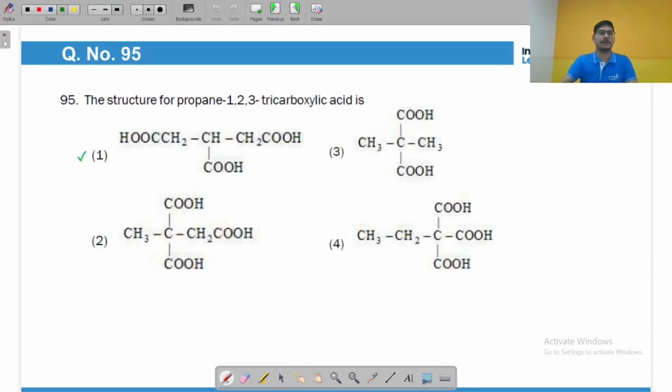The structure of propane-1,2,3-tricarboxylic acid. So remember, we use oic acid when the carbon of the carboxylic group is included in the parent chain, but if you are not including the carbon of COOH in the parent chain, then the suffix changes to carboxylic acid. So in this compound, technically the parent chain is this 1, 2, 3, right? This is the parent chain, and all three carboxylic acids have been treated as substituents. So propane-1,2,3-tricarboxylic acid.